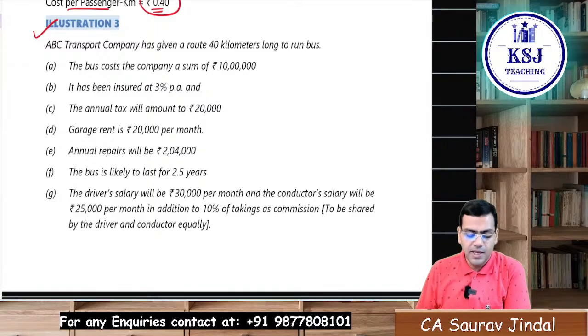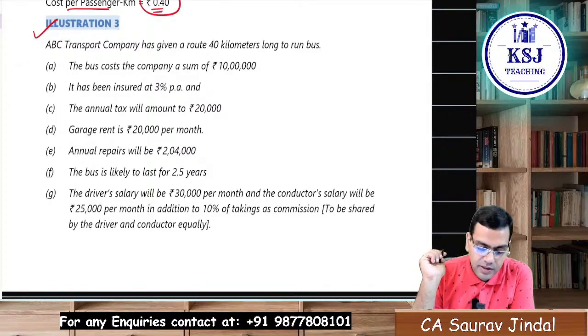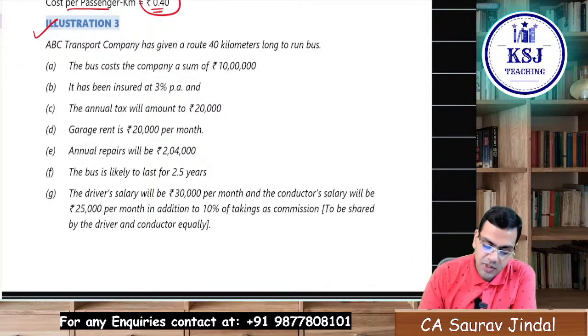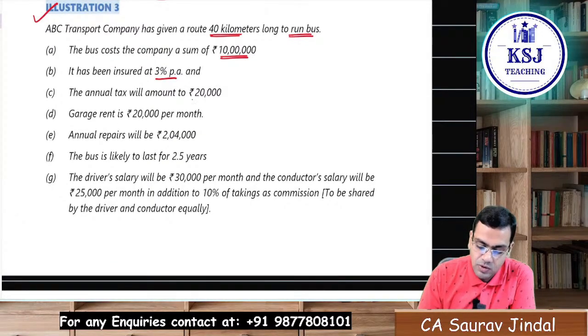Illustration number 3. ABC Transport Company. Good evening, Chetna. Illustration number 3. ABC Transport Company has given a route of 40 kilometers long to run bus. The bus cost company a sum of rupees 10 lakh. It has been insured at 3% per annum. The annual tax will amount to rupees 20,000.